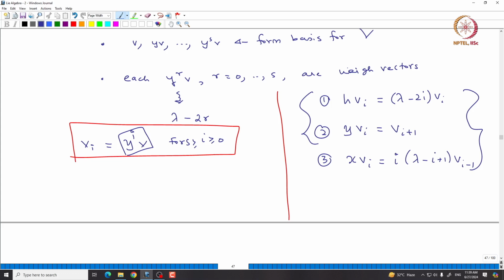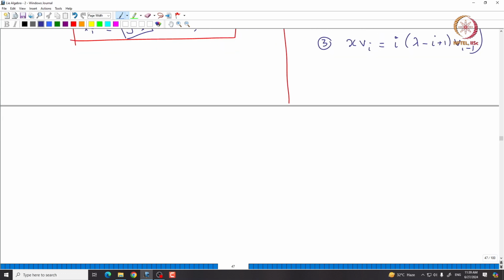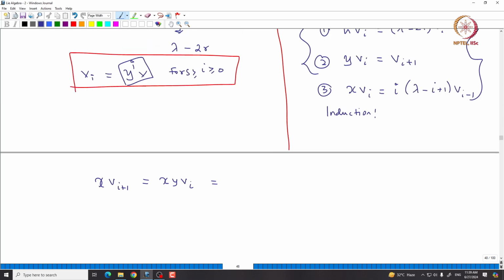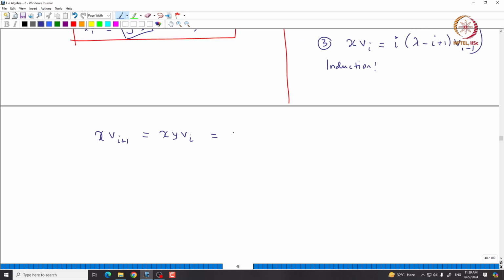Now we need to prove the third one, and we prove it by induction. You take x v i plus 1. This is going to be x y v i, because v i plus 1 is y power i plus 1 v. Then you can replace this by y x v i plus the bracket x y v i, but bracket x y is h. So this is going to give you y i times lambda minus i plus 1 v i minus 1, plus lambda minus 2i v i, because this is h.